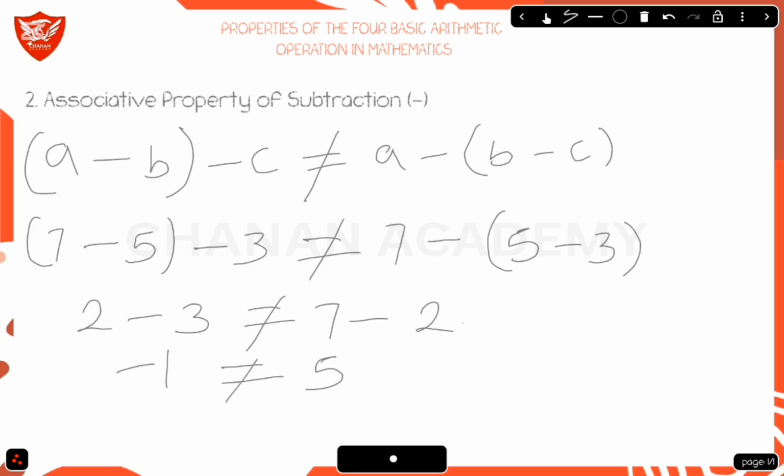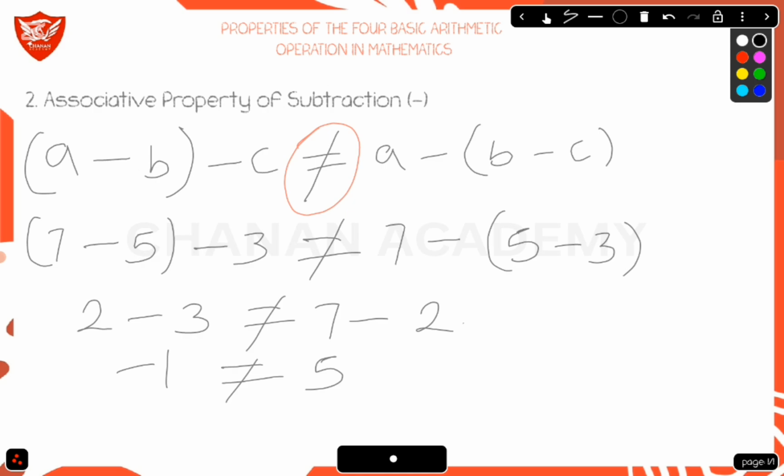So this symbol I just circled means not equal to. If you watched our previous video, we explained it there. So if you've been confused why I stroked it, it means not equal to.